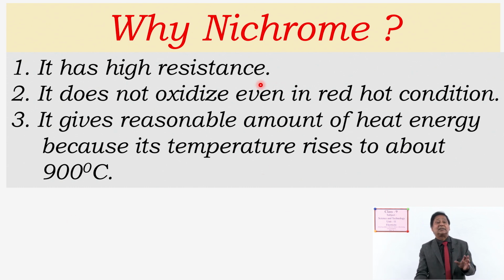These are the points which we have to remember. Why nichrome? Its resistance is high. Why nichrome? Because it doesn't oxidize even in red hot condition. Why nichrome? Because it gives a reasonable amount of heat at the temperature of 900 degrees Celsius. I think this is all about the heating effect of current for this class 9.